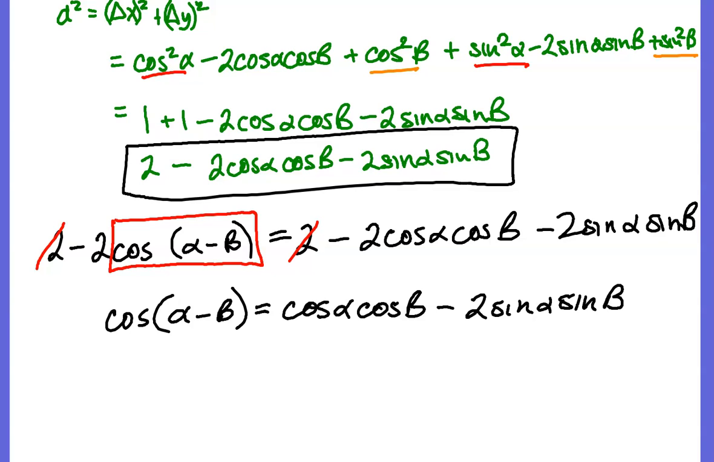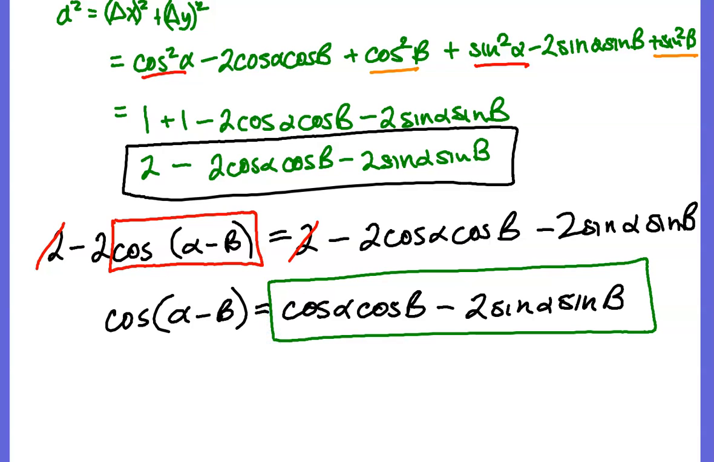This is it. Here's the expansion. Look at this, guys. It wasn't the distributive property. This was not just cos alpha minus cos beta. It's all of this. This is one of those identities that we're going to use.